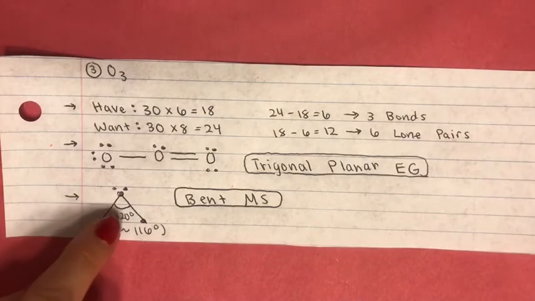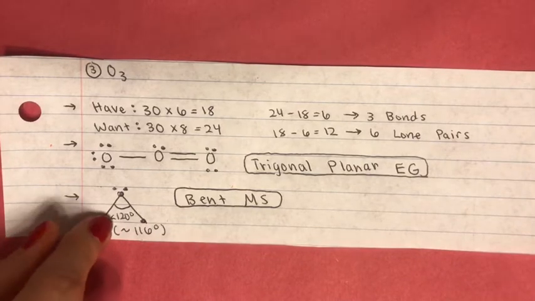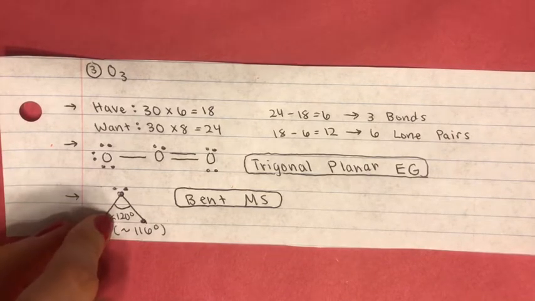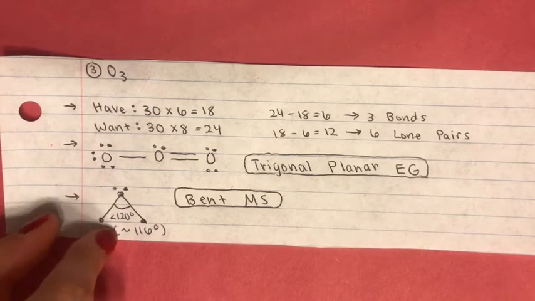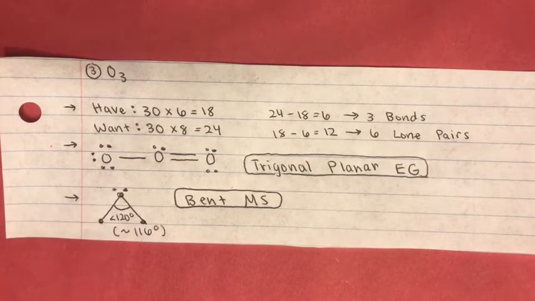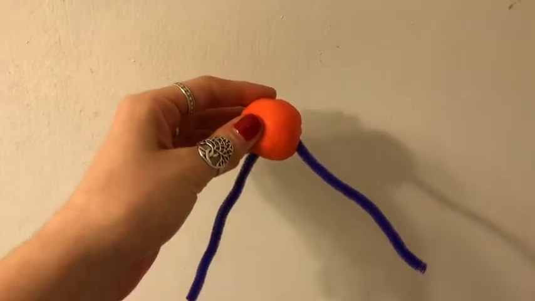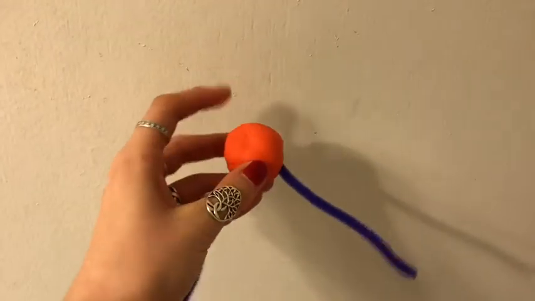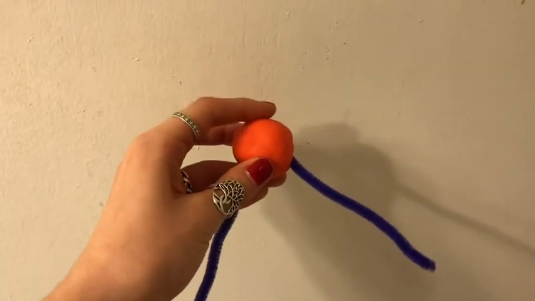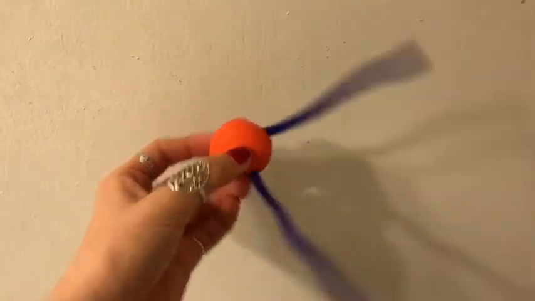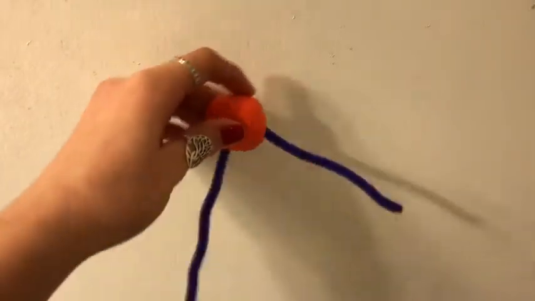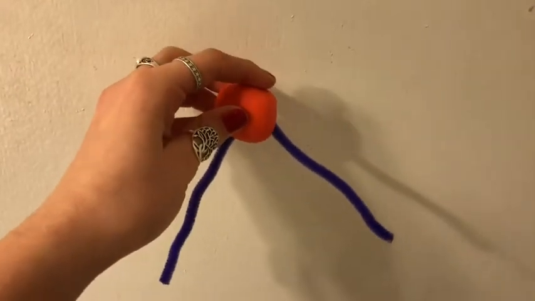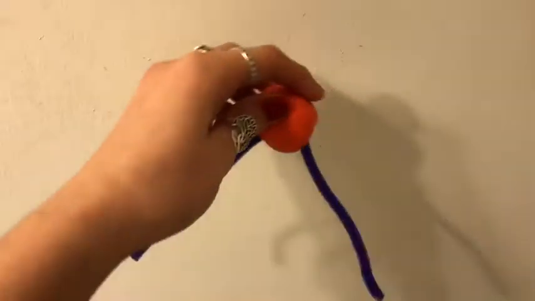The normal bond angle of a trigonal planar molecular shape would be 120 degrees, but because it's bent, it's going to be about 116 degrees. This is what the molecular shape of O3 would look like, 3-dimensional. Now, there's a pair of lone electrons right here that is compressing these 2 atoms together and making for a smaller bond angle, with the center atom and then these 2 surrounding.